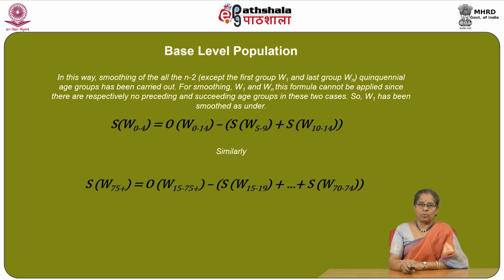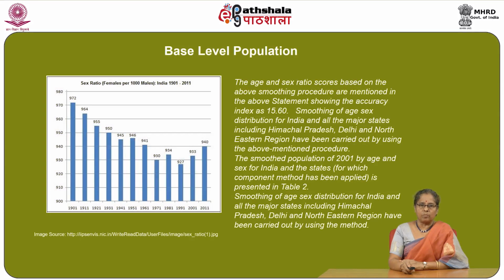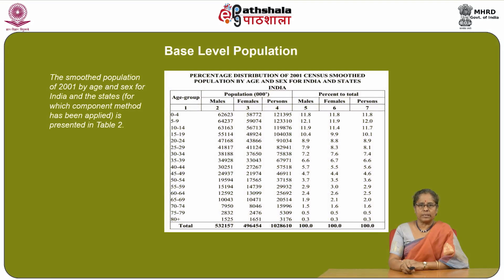SW04 equals SO W04 minus SW59 plus S multiplied with W104. Similarly, for SW75 it is also done. The age and sex ratio score based on the above smoothing procedure are given in table 1, showing the accuracy index as 15.60. Smoothing of age-sex distribution for India and all major states including Himachal Pradesh, Delhi and the northeastern region has been carried out using the method. The smoothed population of 2001 by age and sex for India and the states for which the component method has been applied is presented in table 2.